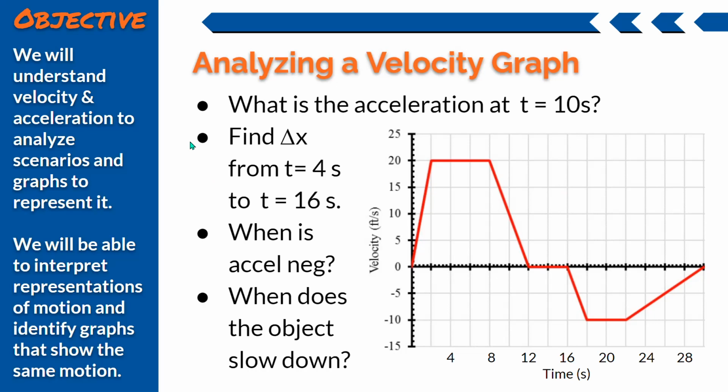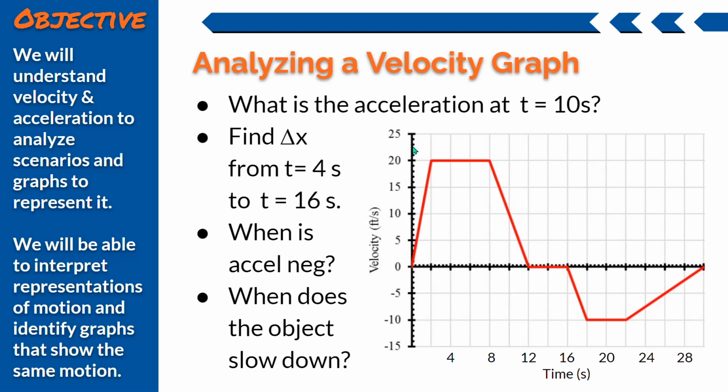Okay, so you could get that. It goes from 20 down to 0, and it does so over 4 seconds. Negative 20 divided by 4 is negative 5, so its acceleration would be negative 5 meters per second every second. Okay, find the displacement from 4 to 16 seconds.